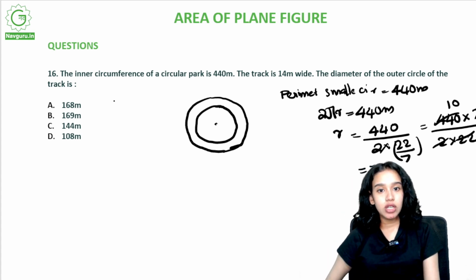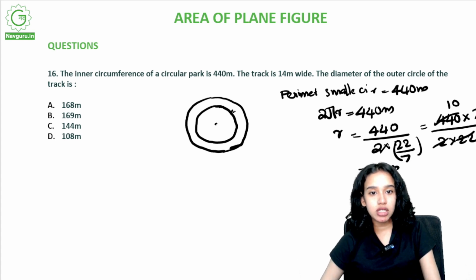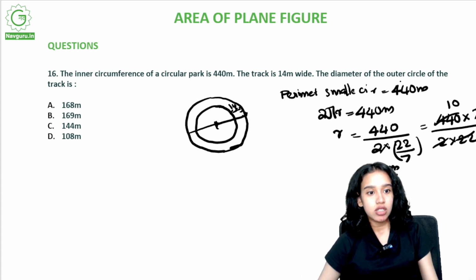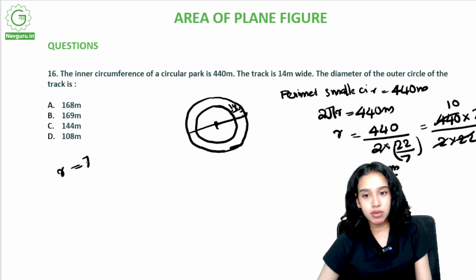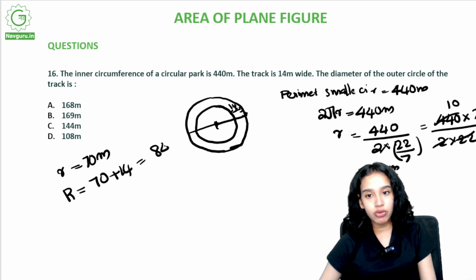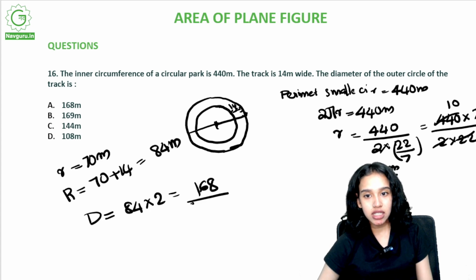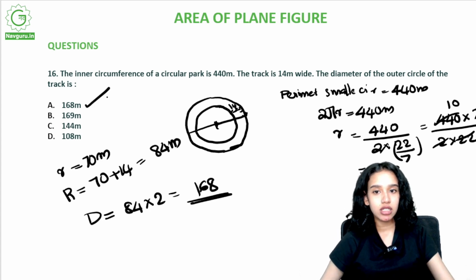Now, we know that the track is 14 meter wide. So this is 14 meter wide. We have to find the diameter of the circle. So first let's find the distance from center to the outer circle. So r is equal to 70 meters, right? So the capital R would be equal to 70 plus 14, that is equal to 84 meters. So the diameter would be equal to 84 into 2, that is 168. So the answer is 168 meters.